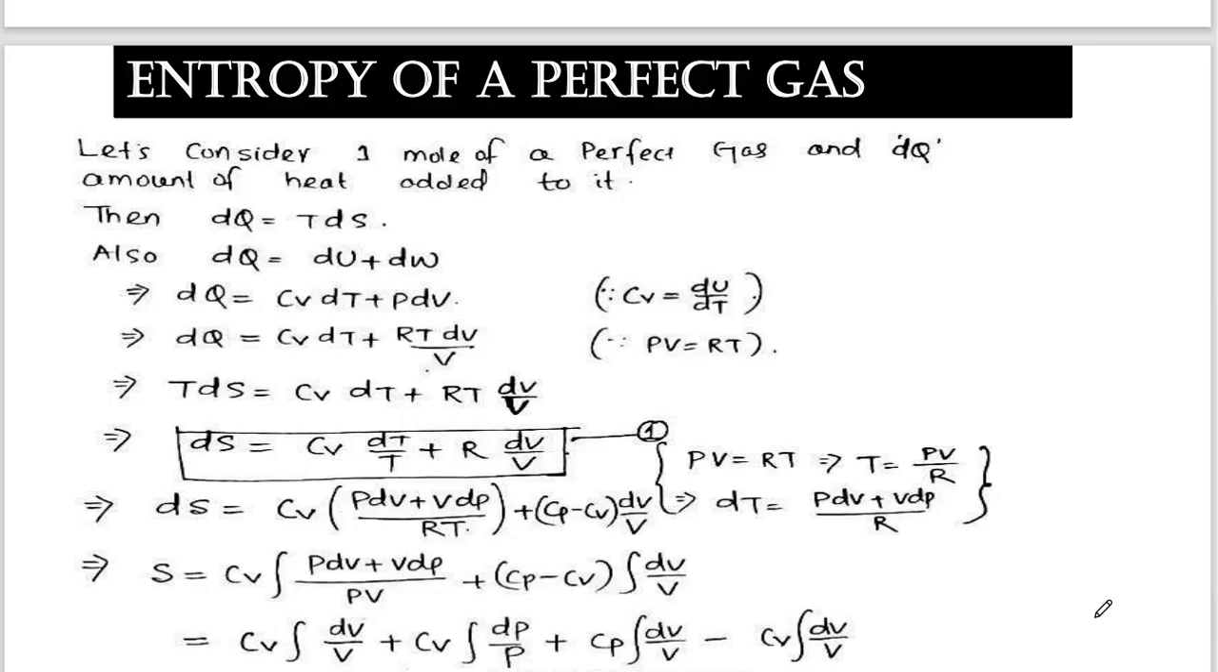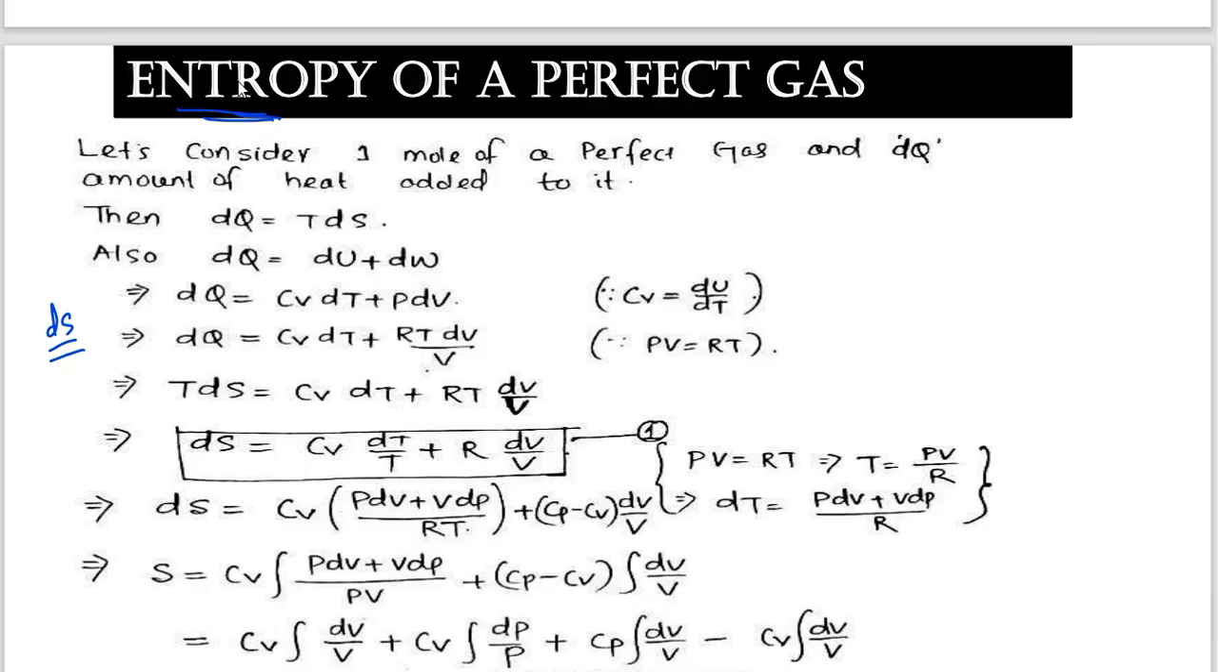Now in this video, today we shall discuss entropy of a perfect gas. What is entropy? Basically, entropy is the disorderliness or randomness of any system. Now we have to derive the change in entropy, dS for a system. Okay.